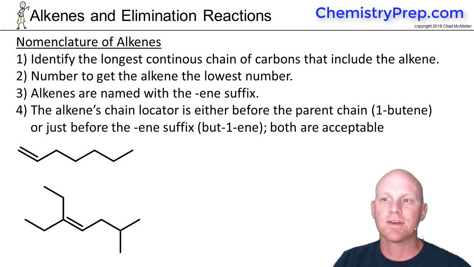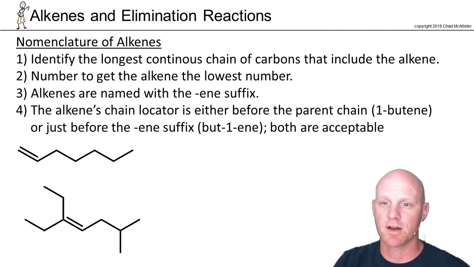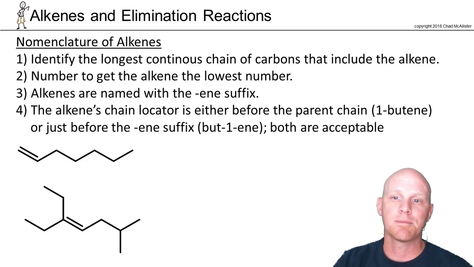So this chapter is all about alkenes and mostly about elimination reactions, and the connection between them is that the elimination reactions we're going to study form alkenes as products. So we've got to talk about alkenes a little bit first, and a compound is simply an alkene if it has a carbon-carbon double bond, and we're going to name them first.